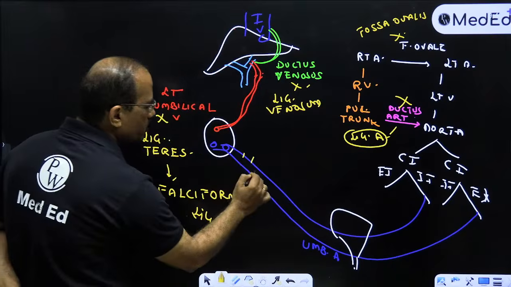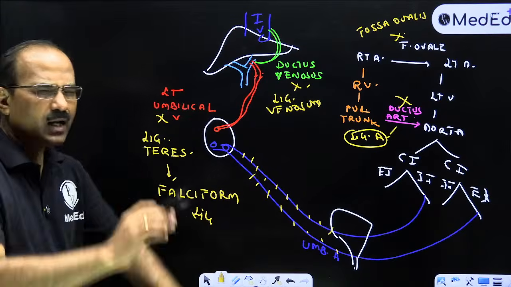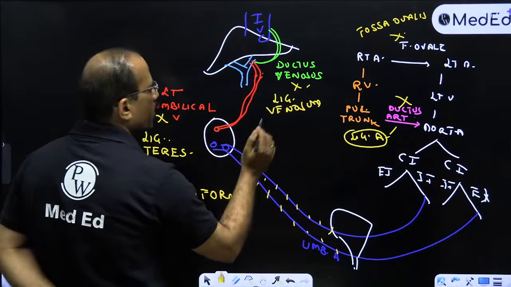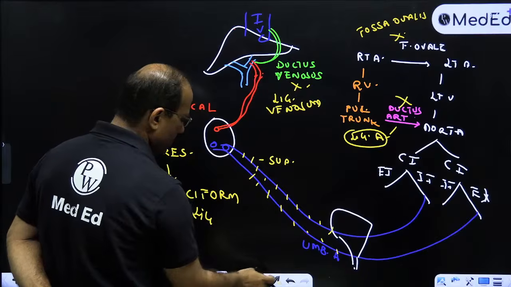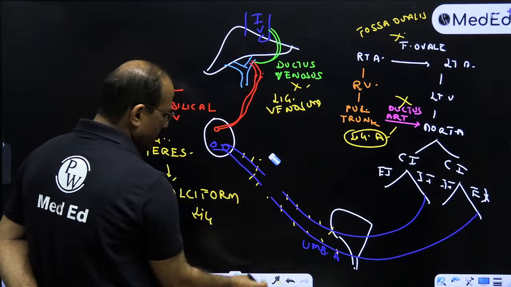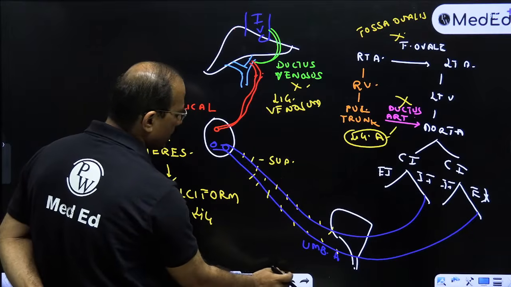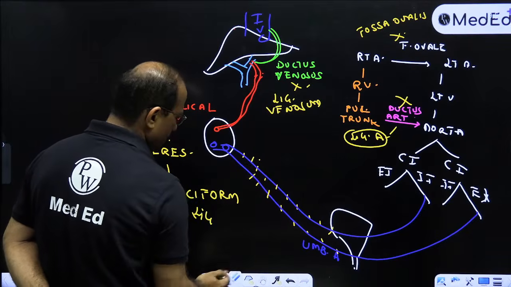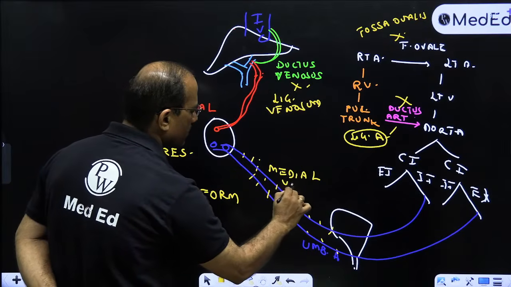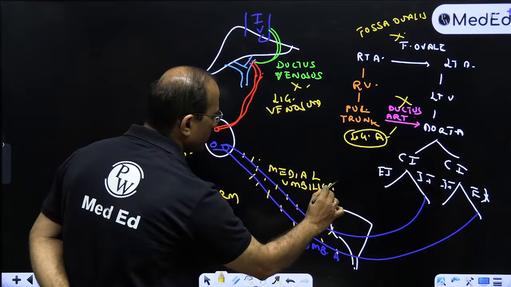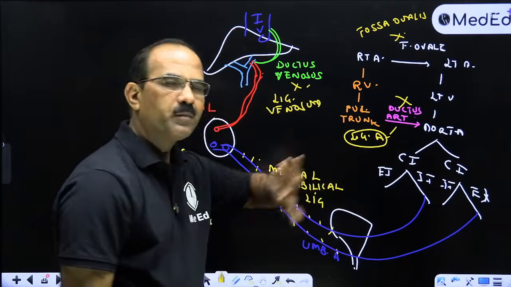And this much part of umbilical artery is gone. This much part of the umbilical artery obliterates. This is the obliterated umbilical artery. ये अब बनेगा this becomes the medial umbilical ligament. ये बनेगा medial umbilical ligament. And this part of the umbilical artery remains patent.